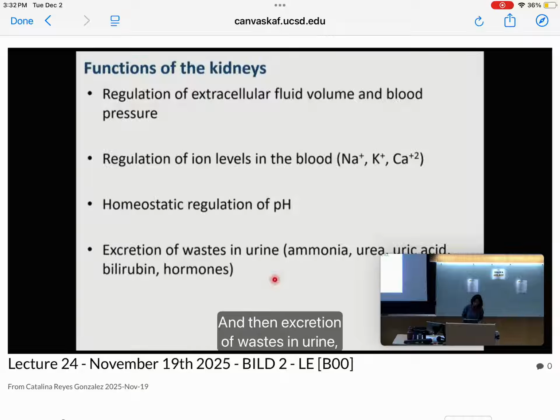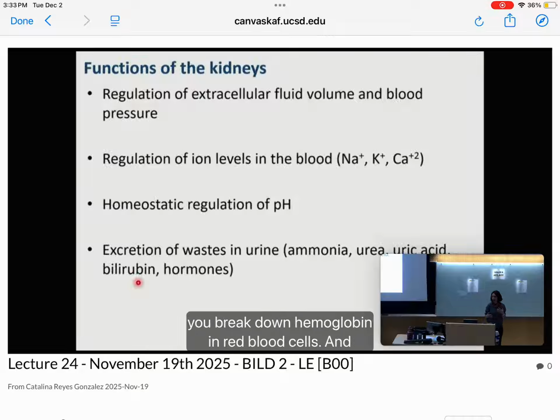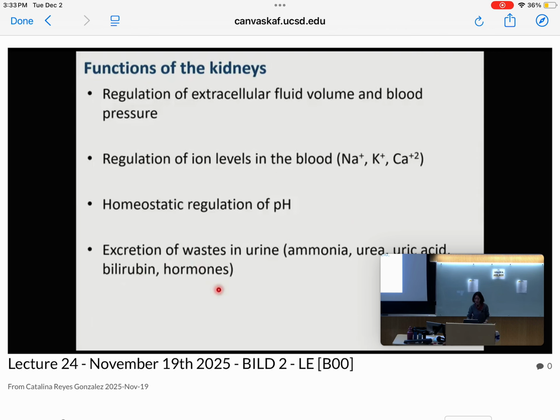And then excretion of wastes in urine, things like ammonia, urea, uric acid, bilirubin, which is a byproduct produced when you break down hemoglobin in red blood cells, and then hormones are also excreted in the urine.